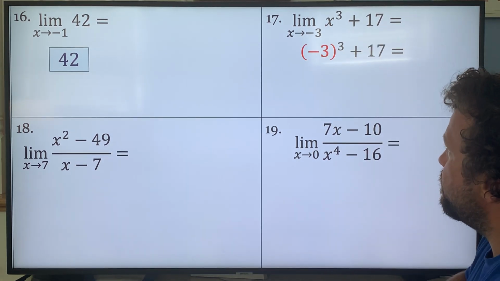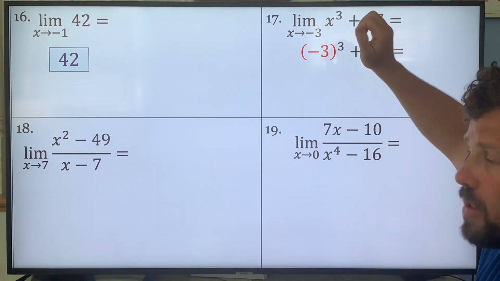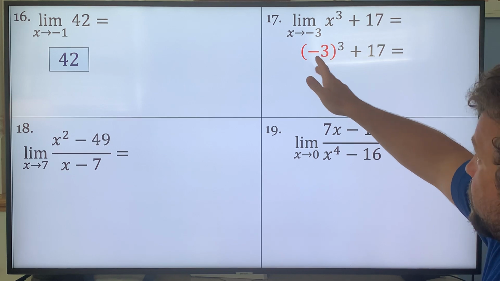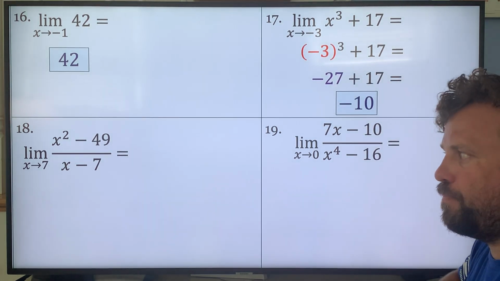Plug your negative 3 in. See if you get an answer. Negative 3 cubed: negative, negative, negative. 3 negatives is negative. 3 times 3 is 9, times 3 is 27. Negative 27 plus 17. The answer is negative 10.